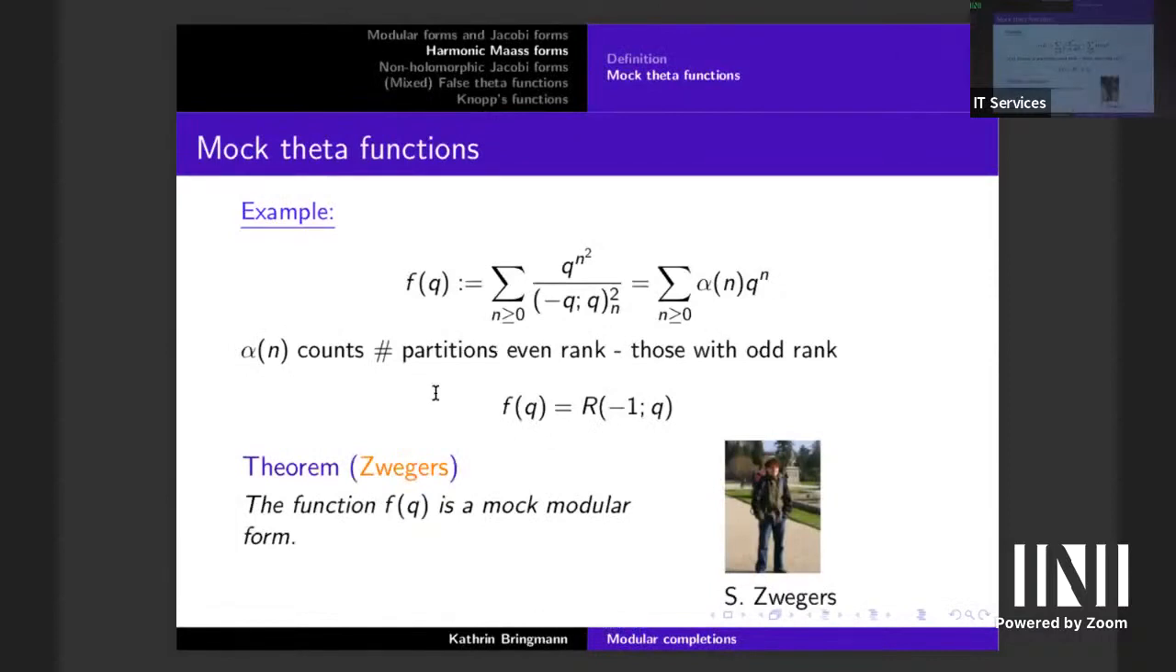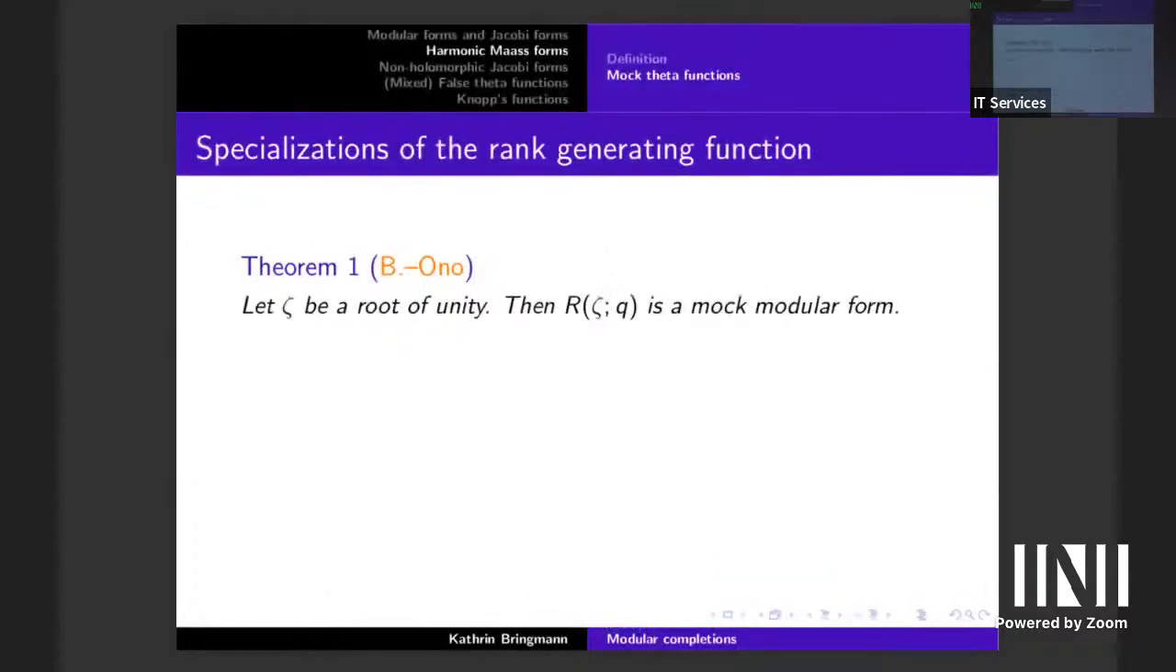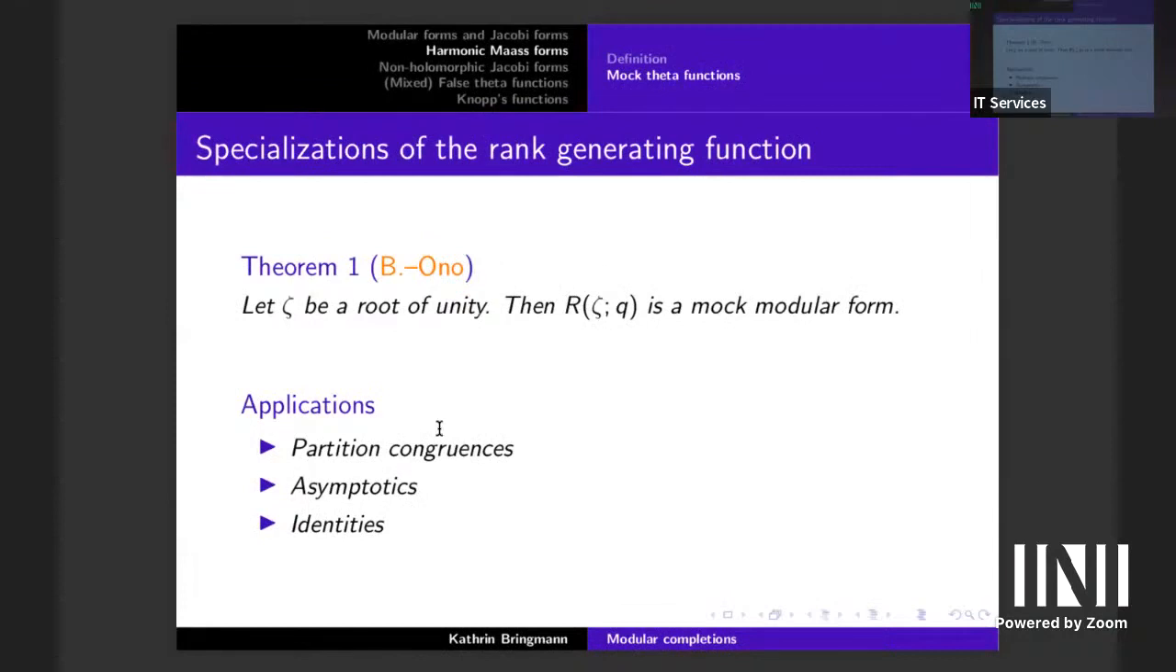And Zwegers in his PhD thesis then famously showed that this mock theta function is a mock modular form. So he found an explicit piece you can add. You can write it as an expansion in incomplete gamma functions, as I've shown you before, or as an integral to obtain a harmonic mass form. And then jointly with Ken Ono, I considered the general rank generating function, and we showed that for any root of unity, you get a mock modular form. And you can actually do this more generally. You can also take a root of unity and multiply by a power of q, and then up to some q power in front, you again get a mock modular form. This has many applications, including partition congruences, asymptotics, and identities.